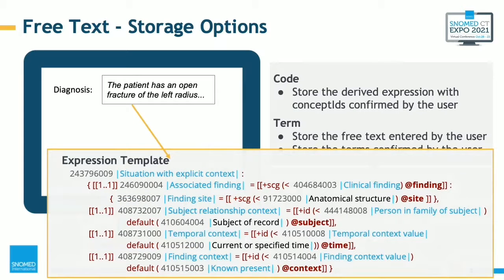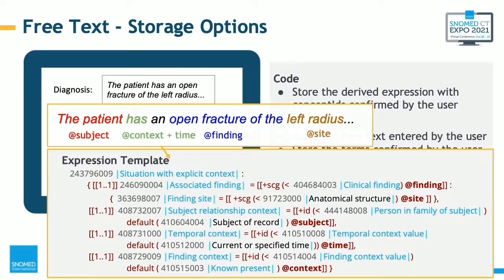Some NLP tools use a library of expression templates, like this one, to find valid expressions that may match the free text. This example template might be used for free text entered into a diagnosis field. As you can see, the template follows the concept model for situations with explicit context and enables values for the associated finding, the finding site, subject relationship, temporal context, and the finding context to be derived from the free text entered by the user. When processing the free text, the NLP algorithm identifies phrases that match Nomencity concepts which are in the valid scope of each template slot, and uses this to replace the slots with relevant Nomencity concepts.